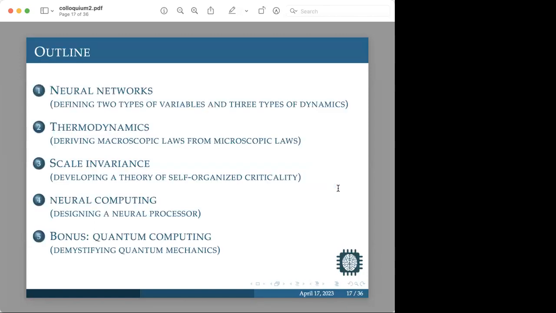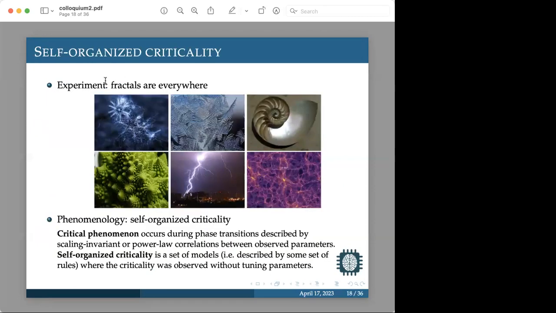Okay, so moving on now, scale invariance. It's not enough just to have ergodicity broken. We want to have scale invariance, and that's again something we obtained from machine learning systems, as I will show you. Now, as a side note, criticality or fractals you see everywhere, right? So here are examples where fractals appear in nature, and this is an experiment. And the phenomenology of this experiment is self-organized criticality. So what is that?